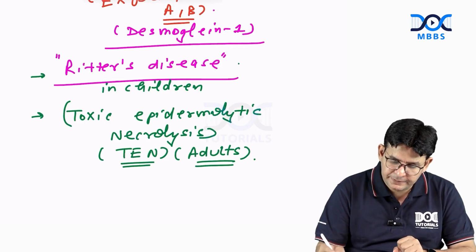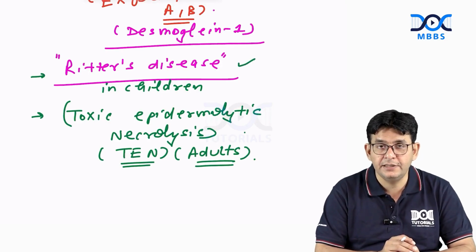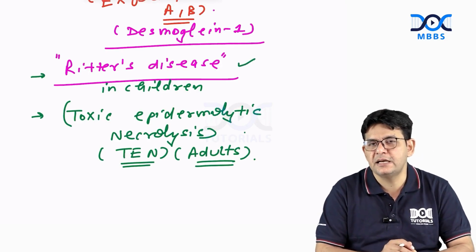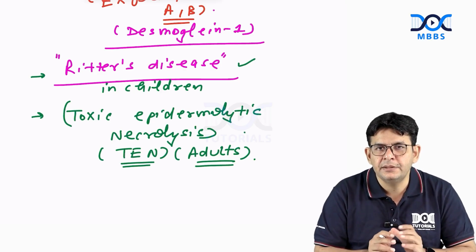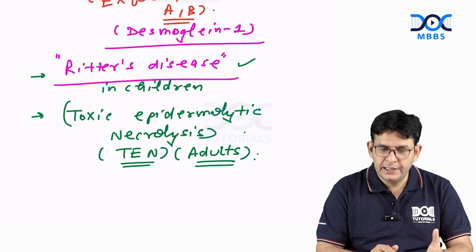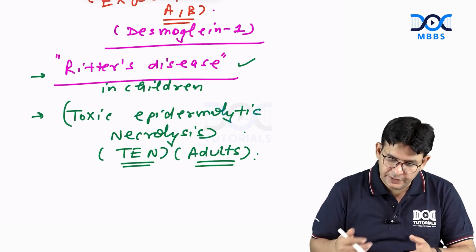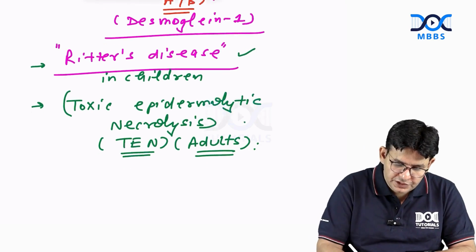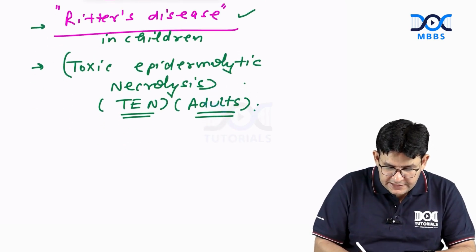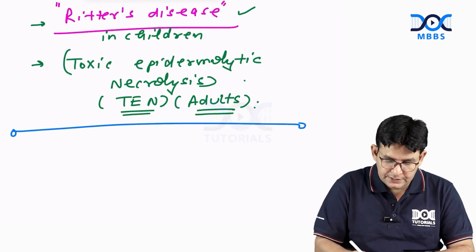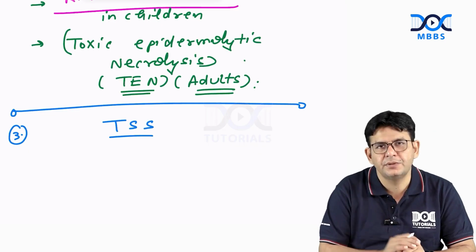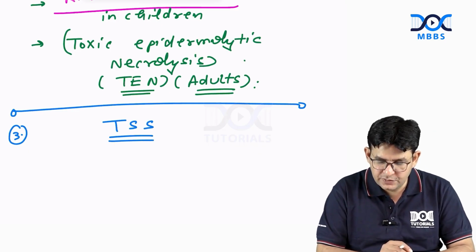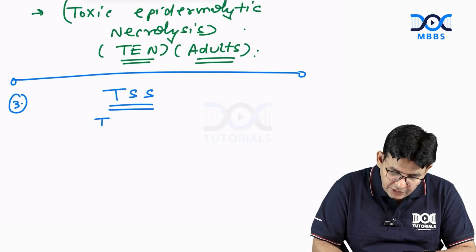Reiter's disease is fine, but 10, some doubt whether it is being done by Staph aureus or not. Okay, but still you should know that in the adults it is termed as what? 10, toxic epidermolytic necrolysis. So this is one of the things. Besides that, guys, the third most important one is TSS. TSS is what? That is toxic shock syndrome.